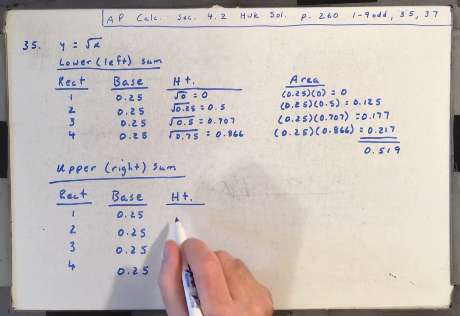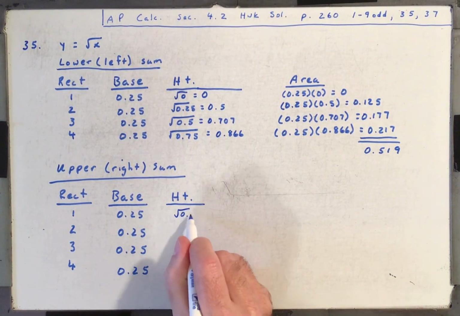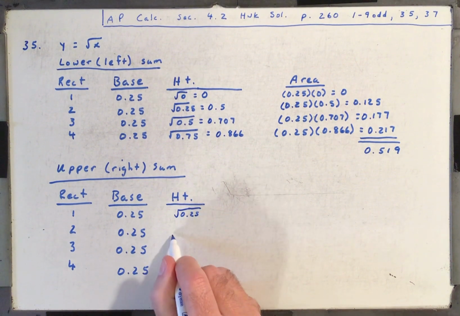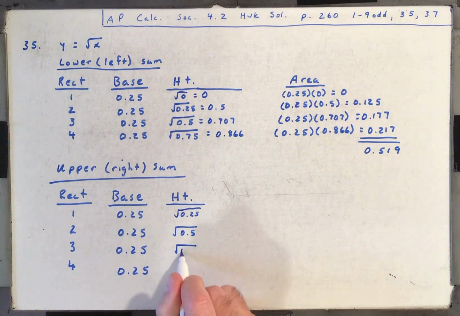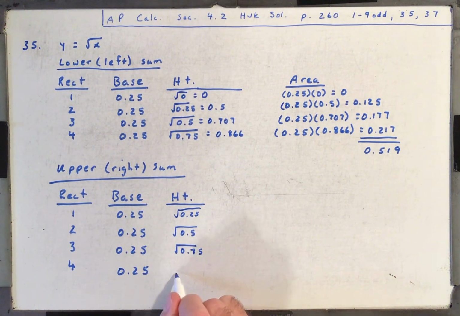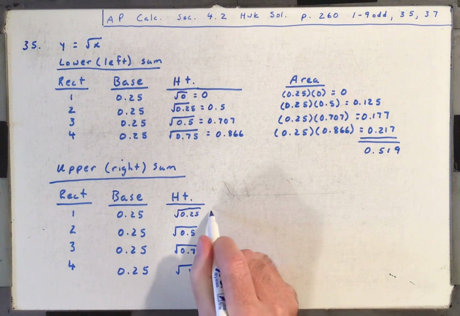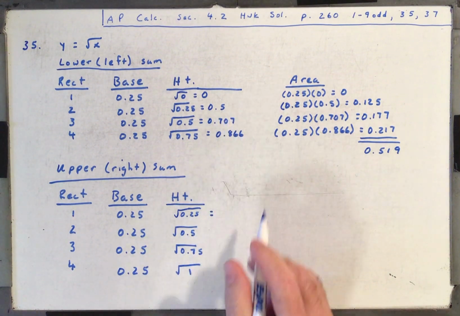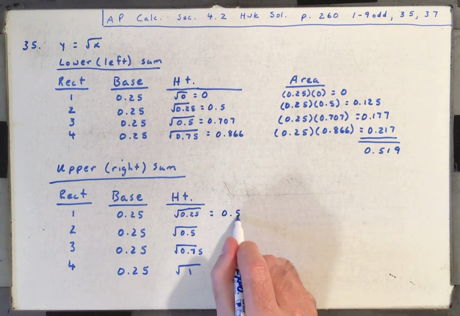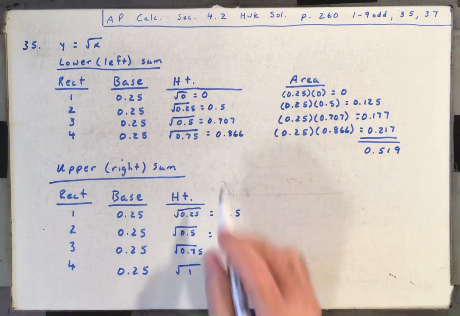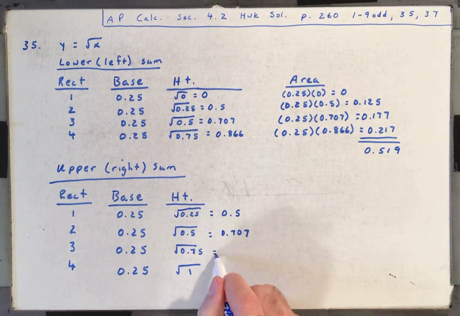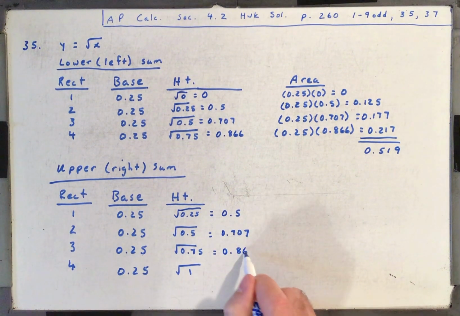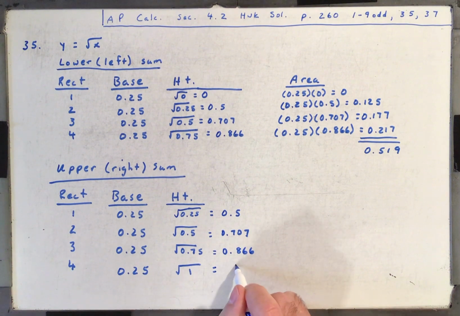So we would take the square root of 0.25 and the square root of 0.5, the square root of 0.75, and then the square root of 1. Well, I've already done this work. Square root of 0.25 is 0.5. Square root of 0.5 is 0.707. Then 0.866. And finally, square root of 1 is 1.